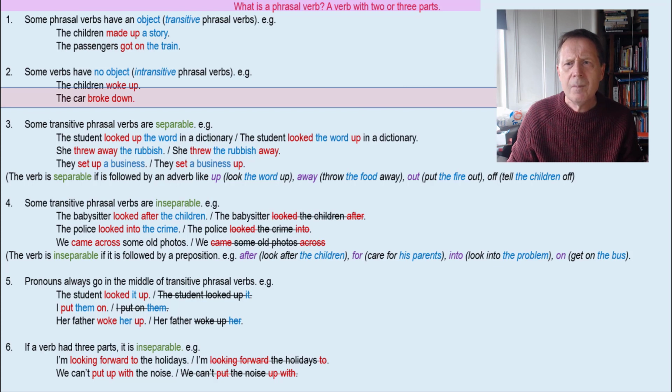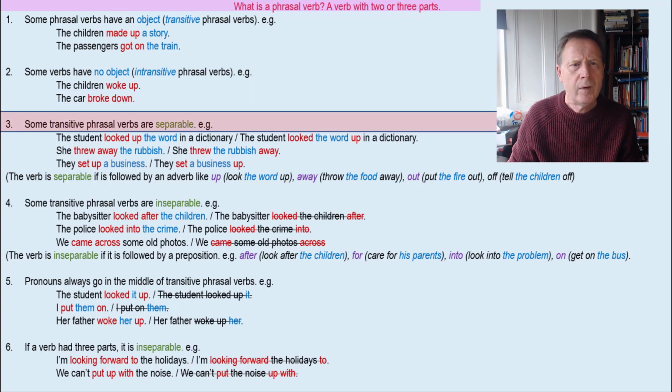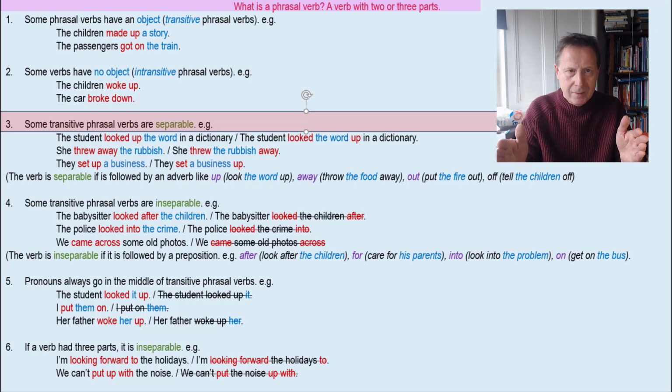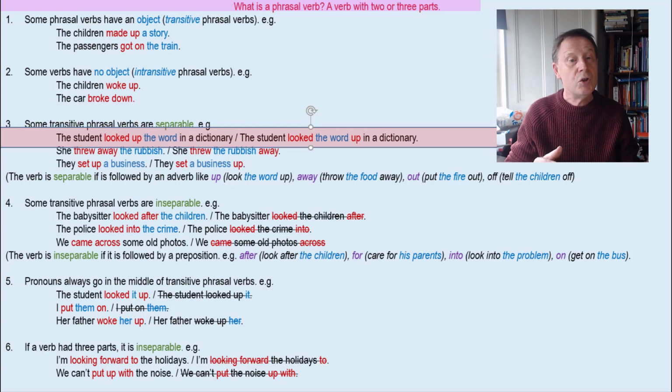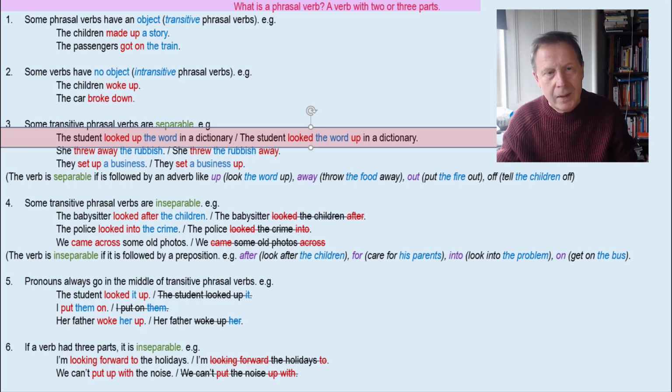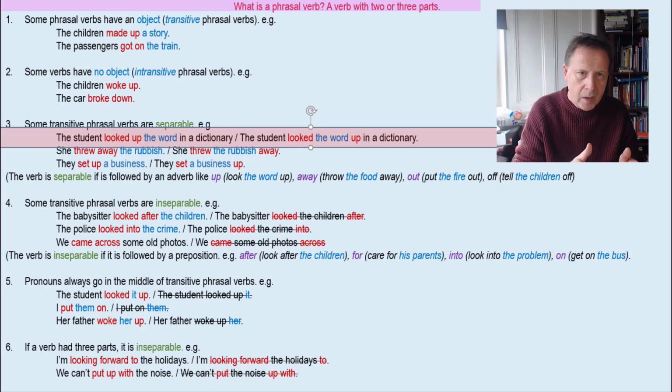Now, the next point to remember about phrasal verbs is that some transitive phrasal verbs, in other words, phrasal verbs with an object, are separable. That means they can be separated. Let's look at the first example. The students looked up the word in a dictionary. Now, looked up is the phrasal verb. The word is the object.